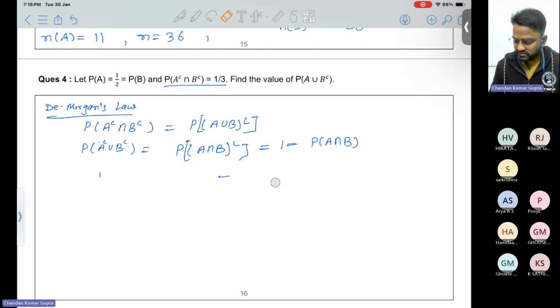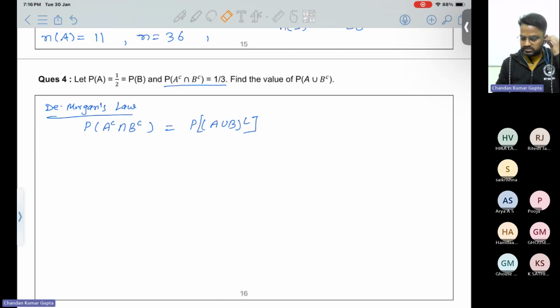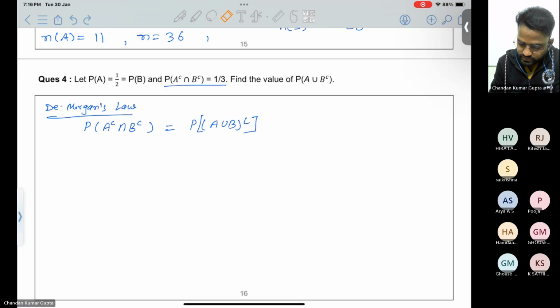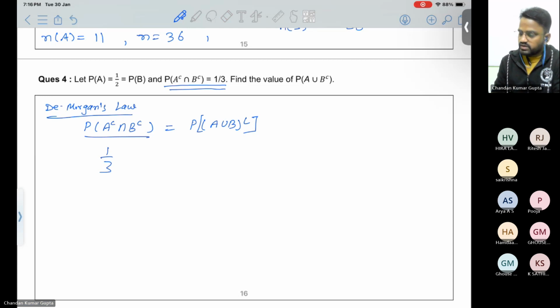Okay, let me erase this. We will start again. The rules are right, there is no issue actually. We are given this quantity: A complement intersection B complement means 1 by 3. So this value is given as 1 by 3. And this can be written as 1 minus the probability of A union B. Can we write this?